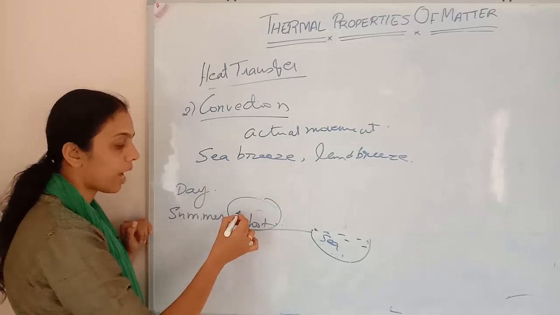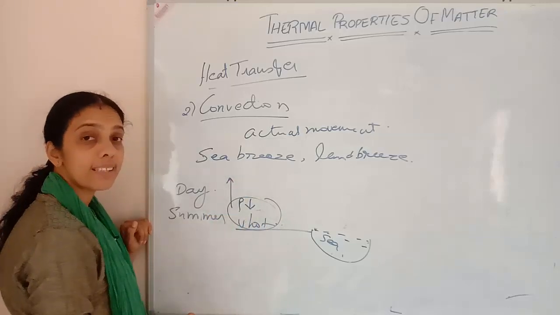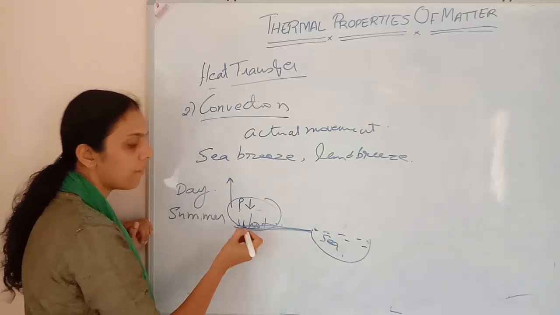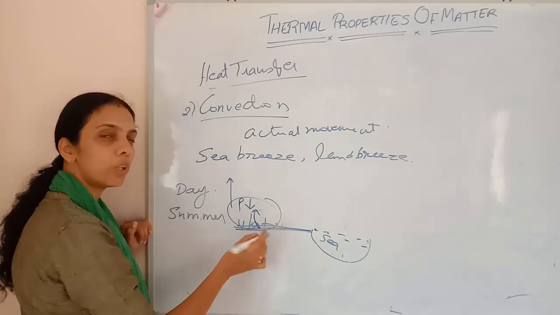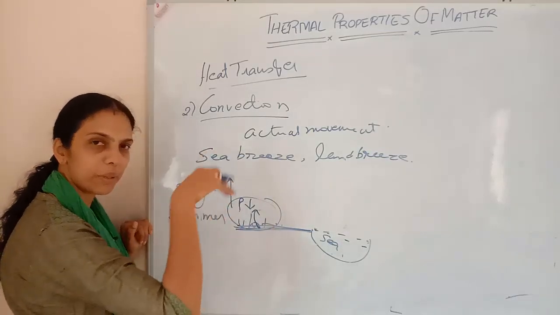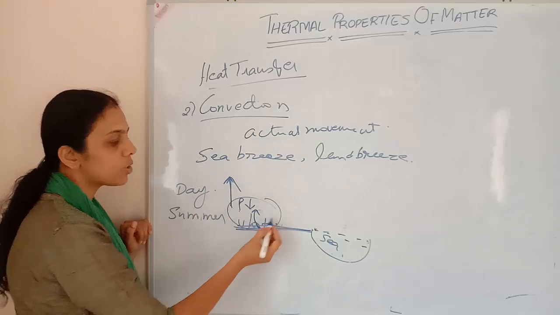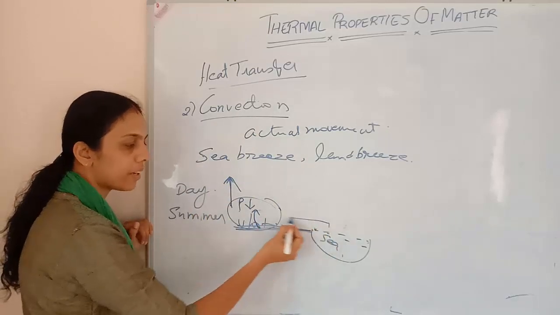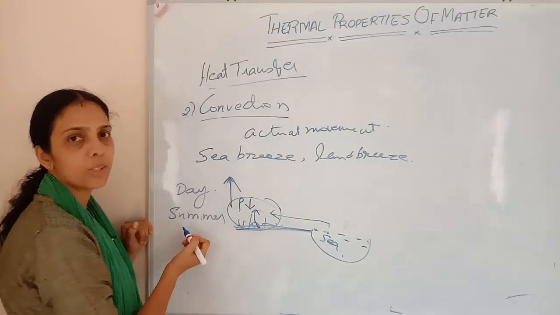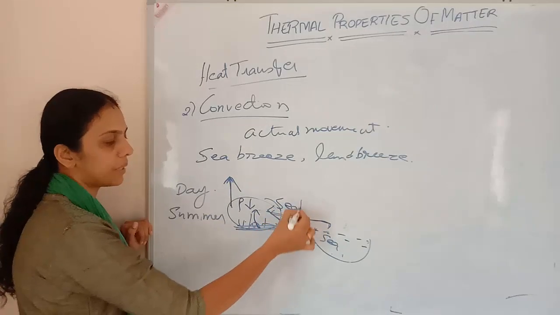If it is getting hotter, what will happen? Density will become less. If density is less, what will happen? The air near the land will rise up. When land is getting hotter, the air molecules near the land also will be getting very hot. If the temperature increases, density will decrease, and then it will move in the upward direction. So this space is vacant, right? So the cold wind from the sea will move to this land. So the wind is coming from sea to land. This is called a sea breeze.